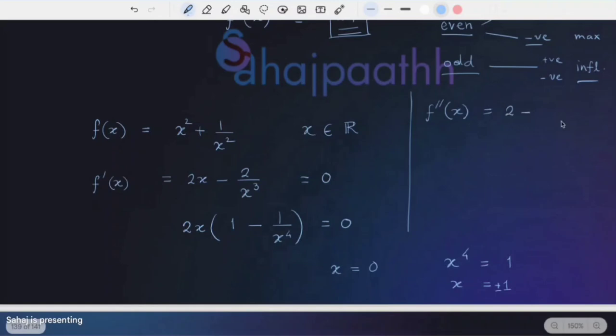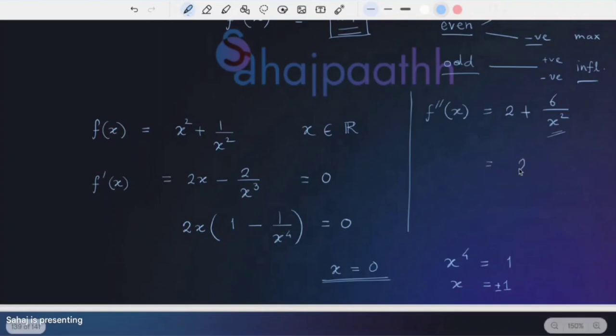This is 2 minus 6 by x squared. You put in the values. You see, you cannot put in x equals 0, because it gives you an undefined number, since you've got x at the bottom. So you put in these two values, plus minus 1.